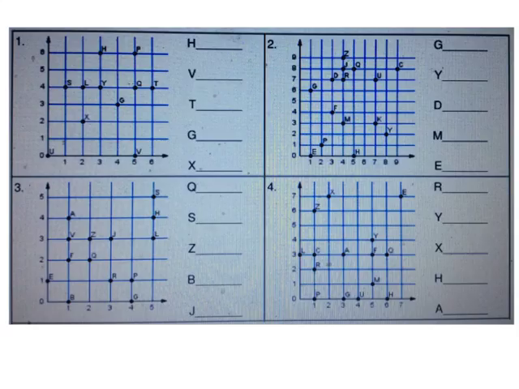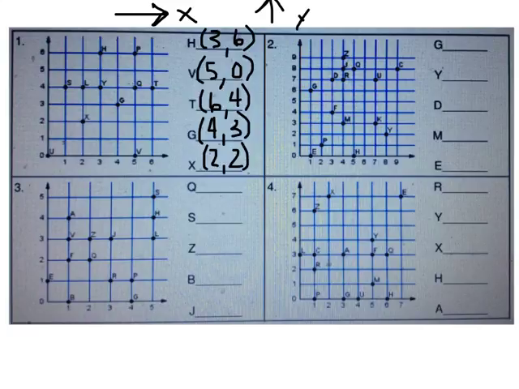We've been talking all week about plotting ordered pairs. Remember, when we plot ordered pairs, we go over first, that's the x-coordinate, and then up, that's the y-coordinate. Let's do it. What are the ordered pairs for number 1? Check your work with mine.